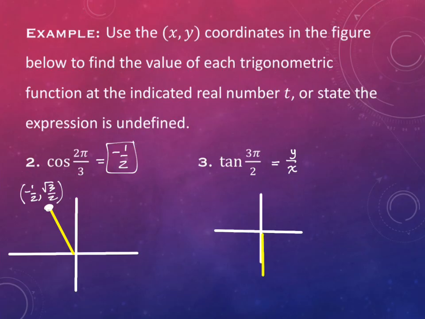I'll mark it in yellow. So if we're at 3 pi over 2, we're all the way over here. And our ordered pair would be what? 0 and -1. So if we do the ratio on this one, the y value is -1. The x value is 0. What happens when we try to divide a number by 0? It's undefined. You can write the whole word out if you want. I'm just going to write u and d. It's an undefined value.